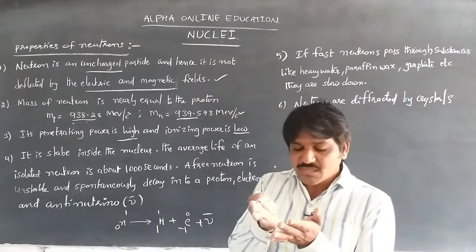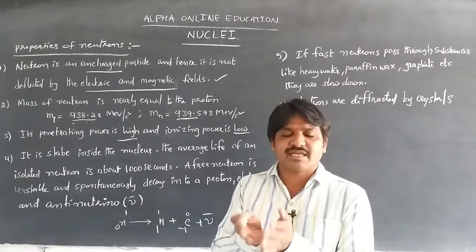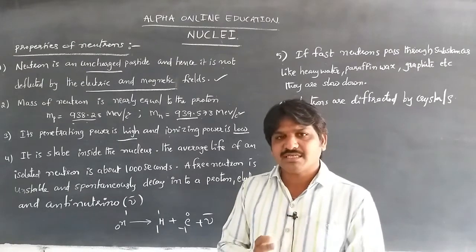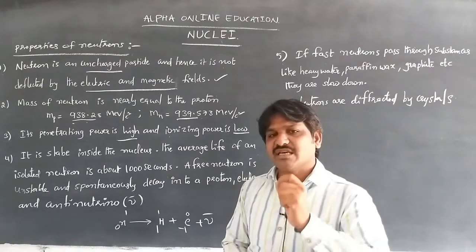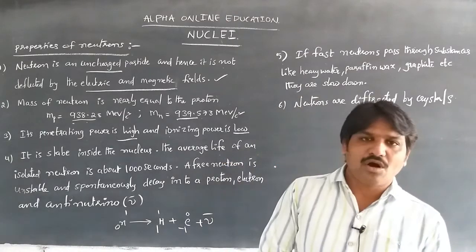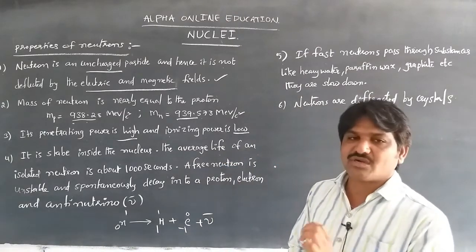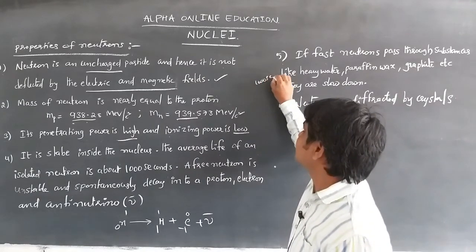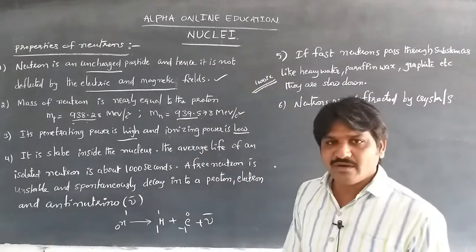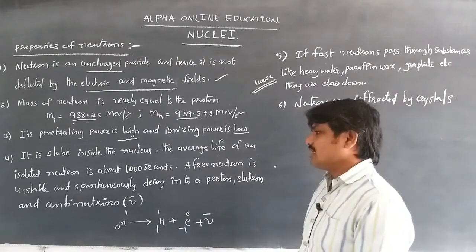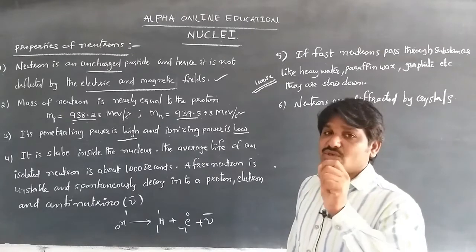Neutrons are stable whenever they are in the nucleus. Whenever they are in the nucleus, the neutrons are very stable. But the average life of a neutron is 1000 seconds. The average life of a neutron is 1000 seconds, for an isolated neutron.